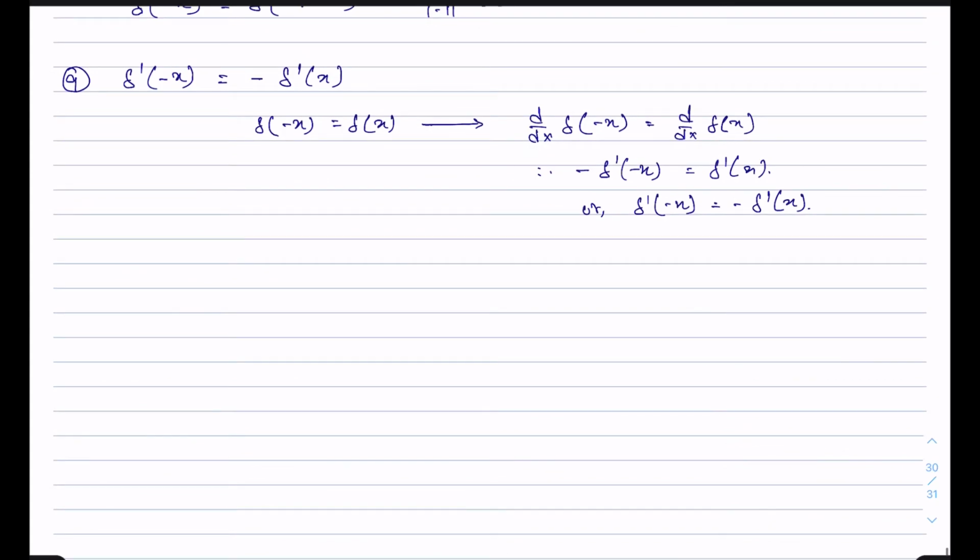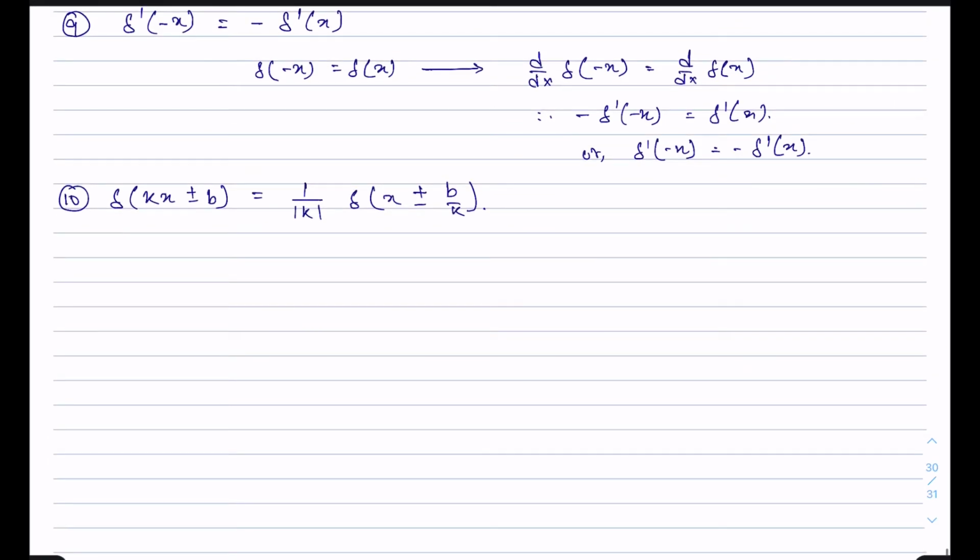Now the next one is delta of kx plus or minus b is equal to 1 over mod k delta of x plus or minus b by k. Okay. So this is really simple to prove, so you can do it on your own.